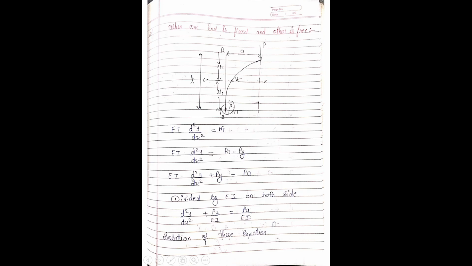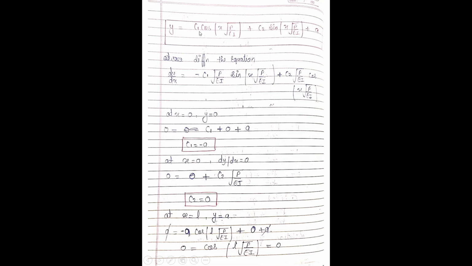We can write EI d2y by dx square equals P A minus P y, and this minus P y goes to this side, so it becomes plus P into y equals P A. Now we divide it by EI on both sides, then d2y by dx square plus P into y upon EI equals P into A upon EI, and this is a differential equation, and the solution of this equation is y equals c1 cos x root P upon EI plus c2 sin x root P upon EI plus A, since we divide the right side terms by P upon EI, so we find the value of this A.